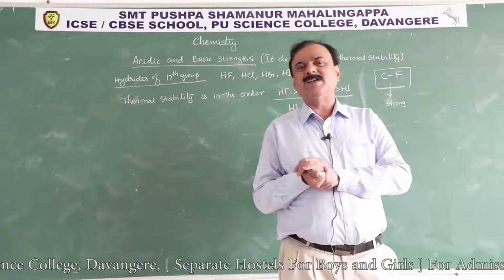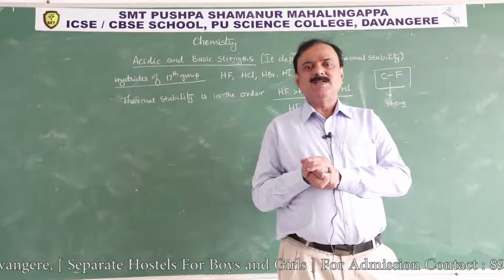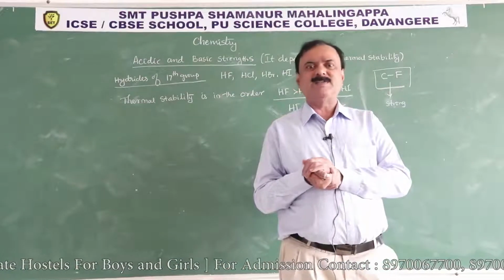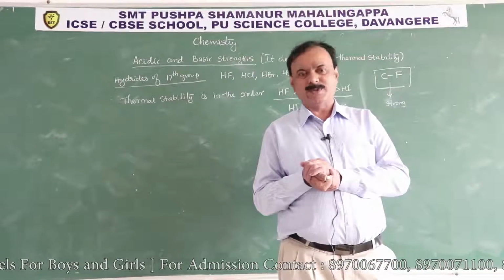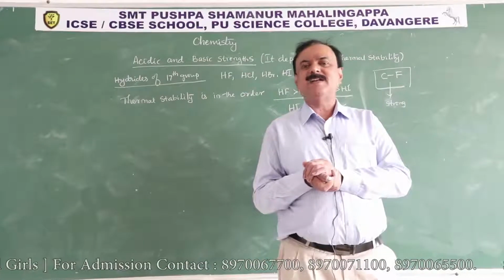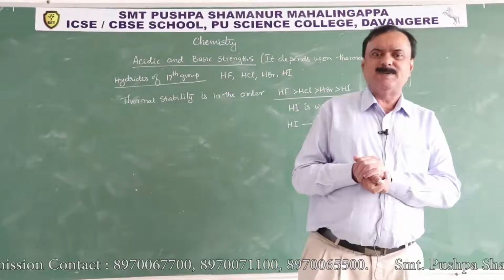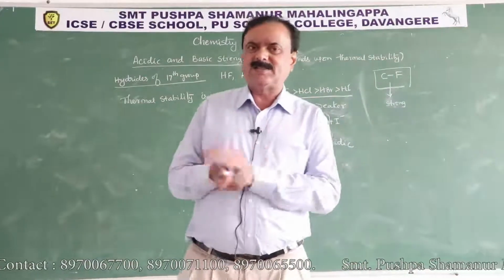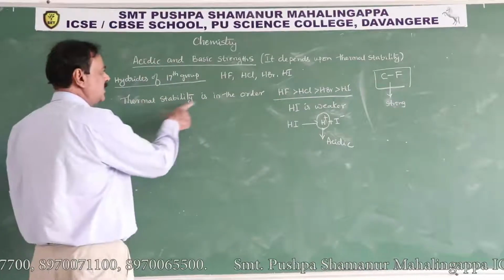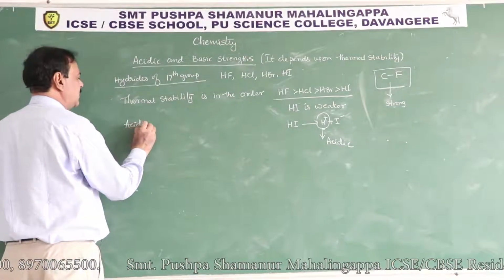What about H plus? Hydrogen is the unique element. It does not contain neutrons in the nucleus, but only one proton and one electron. Whenever the electron is lost from hydrogen, we have only the proton in the nucleus. Therefore, proton donors or H plus ion donors are called acids. Therefore, acidic strength depends upon the thermal stability of the molecules. Therefore, thermal stability is in the order, and acidic strength is in the order.